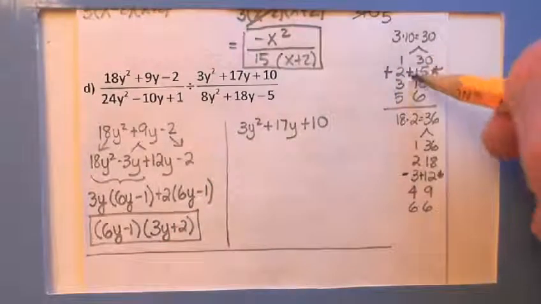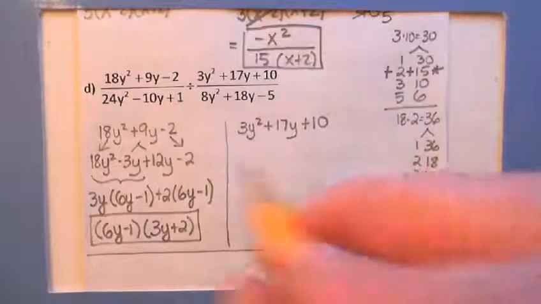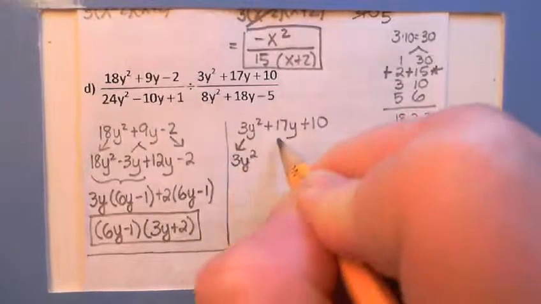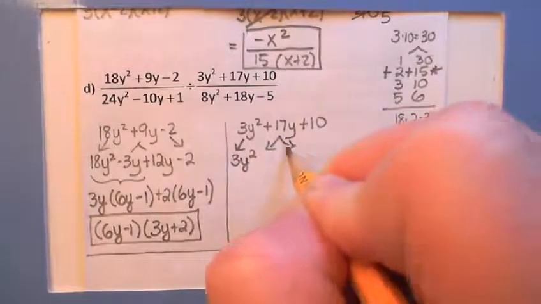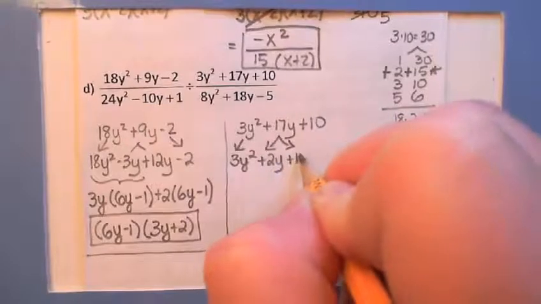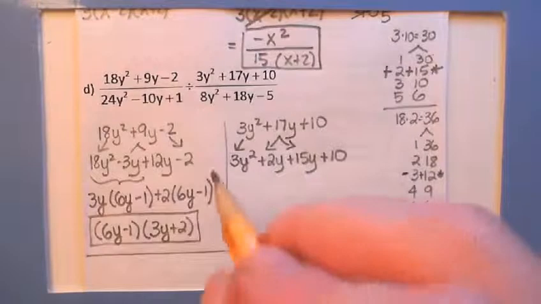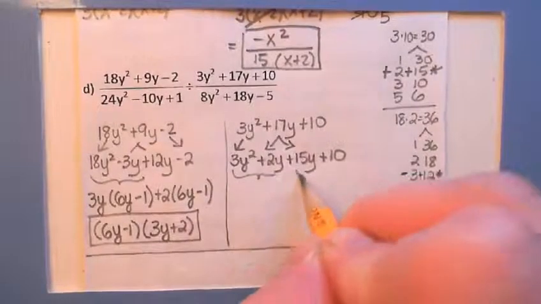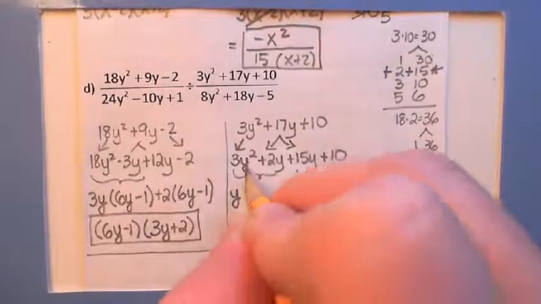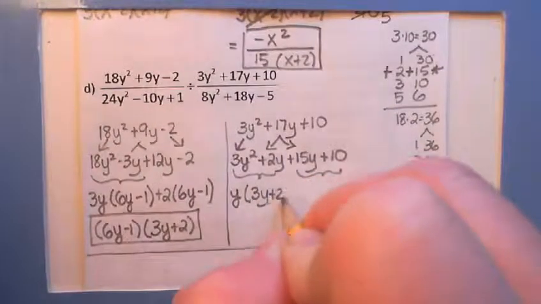Final check. A positive times a positive. Does it give me a positive? Yes, it does. So let's go over here. Bring down the 3y squared. Let's split the 17y as positive 2y plus 15y plus 10. Alright, now let's factor the first two, or group the first two. So I'm going to get y, because that's the only thing that goes into both terms. So that leaves me 3y plus 2.